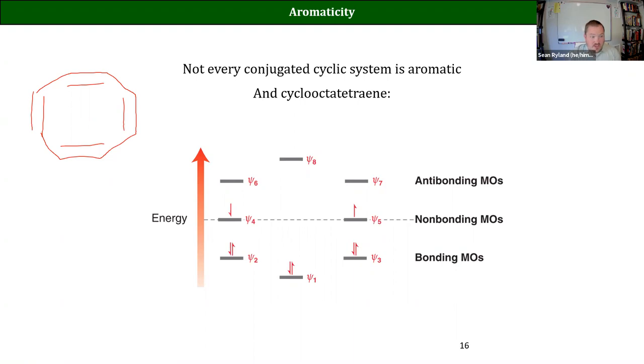When we actually look at the energy of those p orbitals, we wind up with a couple of electrons in these non-bonding orbitals, and we wind up with them not being evenly paired. We wind up with unpaired electrons in this case, which is not stable.